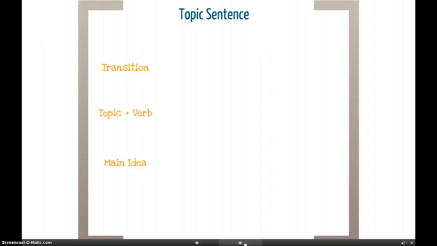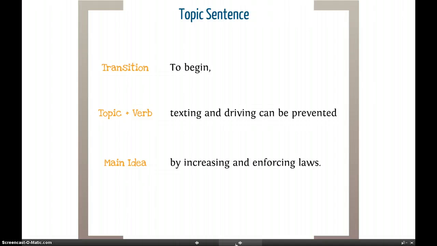The transition helps the reader move from one idea to the next. Mentioning the topic of the paper again helps the reader put your entire paper in perspective and helps them relate your main idea of the paragraph to the overall message of the paper. And then, of course, your main idea. So a simple but adequate topic sentence might be, "To begin, texting and driving can be prevented by increasing and enforcing laws."